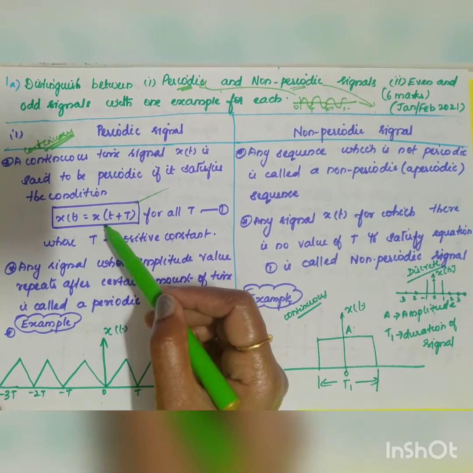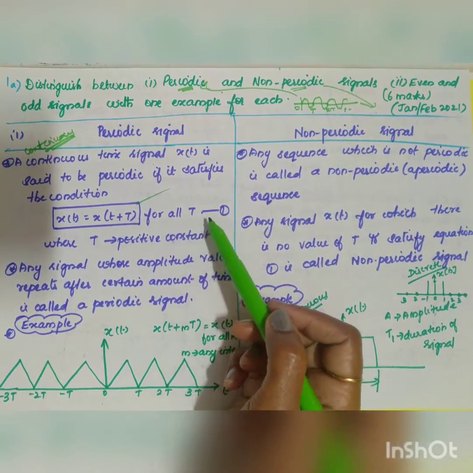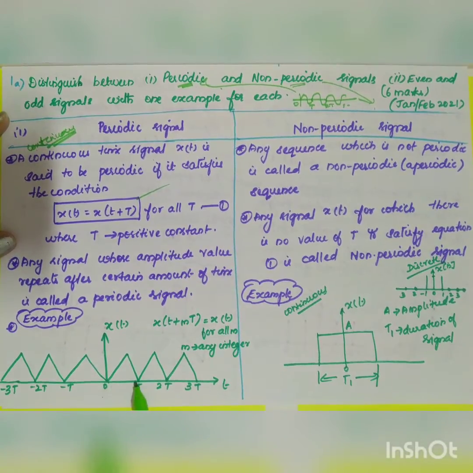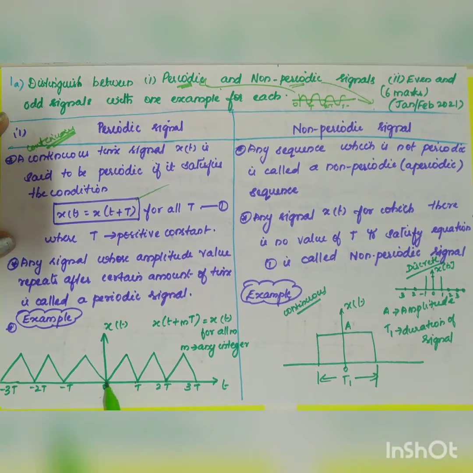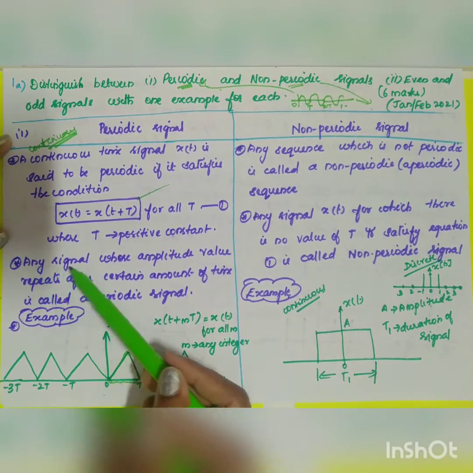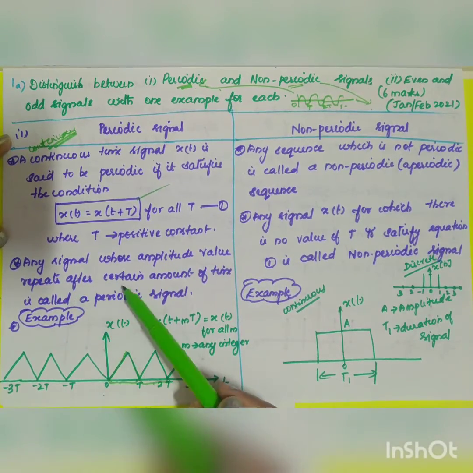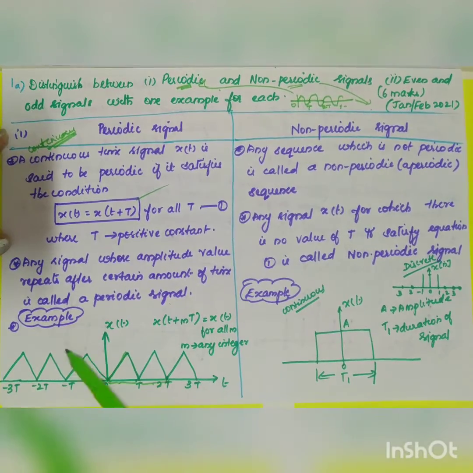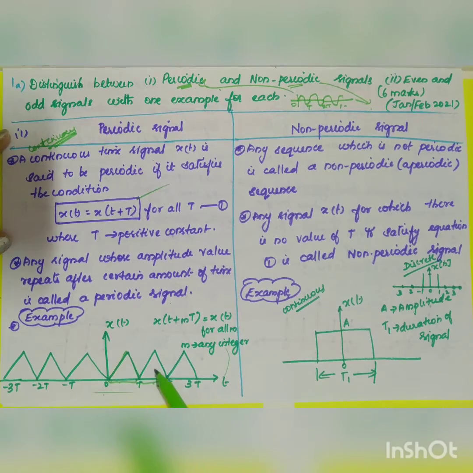x of t is equal to x of t plus capital T for all t, where T is a positive constant. If this is an example, see here it keeps on repeating, 0 to T, T to 2T, again it is repeating, from 2T to 3T, again it is repeating. So any signal whose amplitude value repeats after a certain amount of time is called a periodic signal. This is one of the examples of your periodic signal.